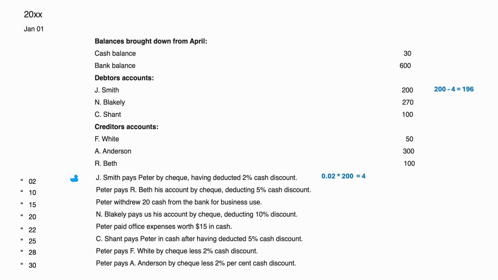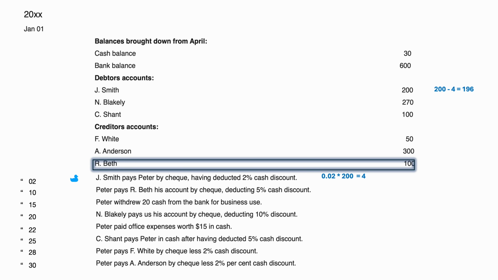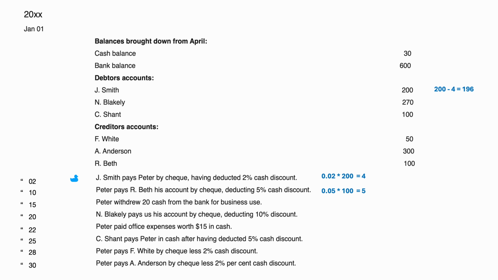The next transaction on the 10th, Peter pays Arbeth his account by check, deducting 5% cash discount. On 1 January, Peter owed Arbeth $100. On the 10th, Peter pays back Arbeth $100 less 5%. 5% of $100 is 5. Therefore, Peter pays 100 minus 5, which is 95.